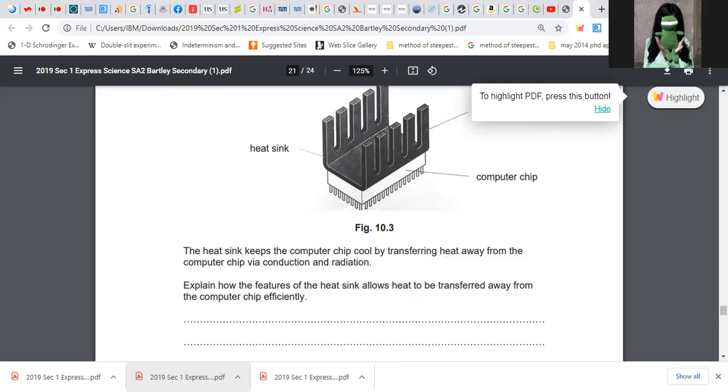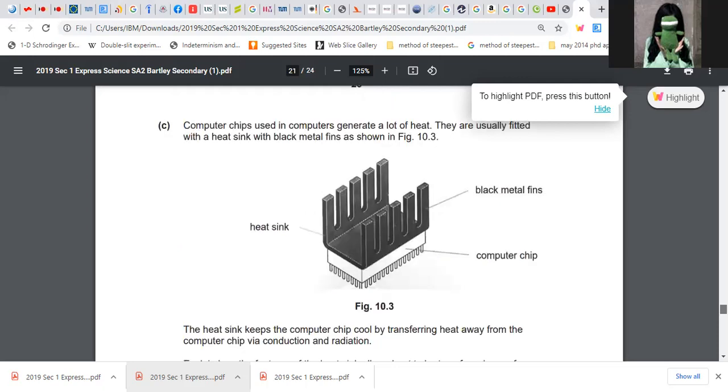Absorb more heat from where? The surrounding computer chip. Okay. The heat sink absorbs more heat from the computer chip. And what else? The arrangement of the fins increases the surface area.